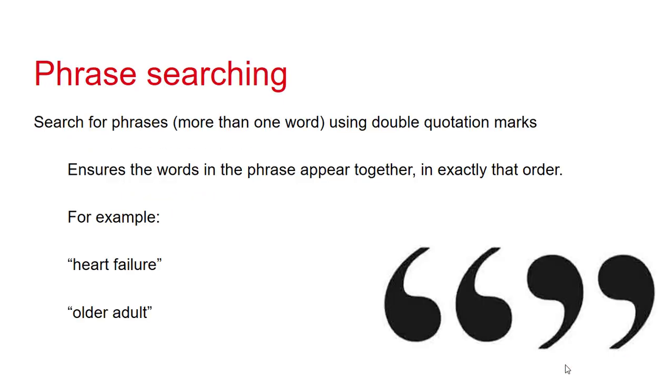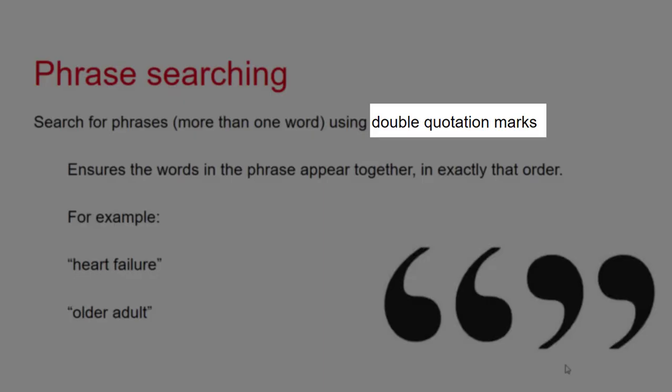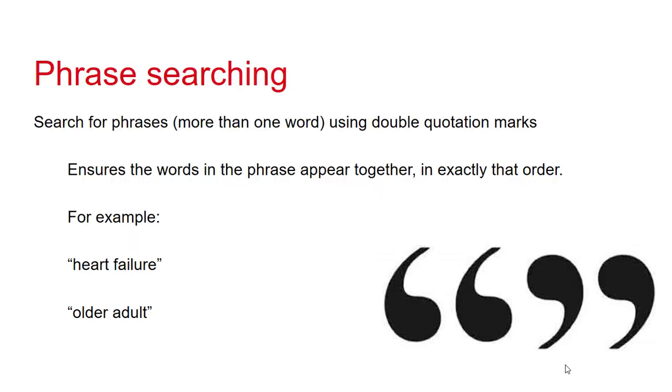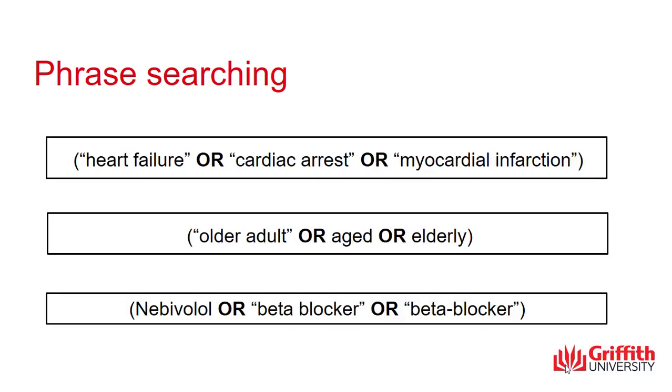Another search function to be aware of is phrase searching. Phrase searching ensures words will be found together in exactly that order. For example, heart failure or older adult. This is another technique to assist in obtaining focused search results. If we add phrase searching to our existing OR statements, they will now look like this.